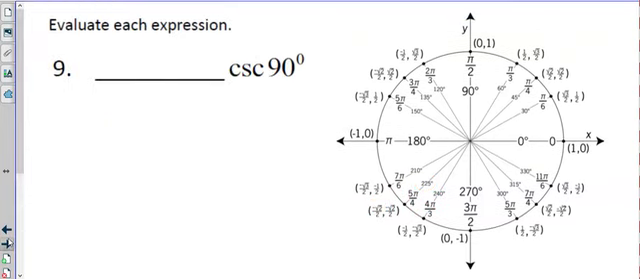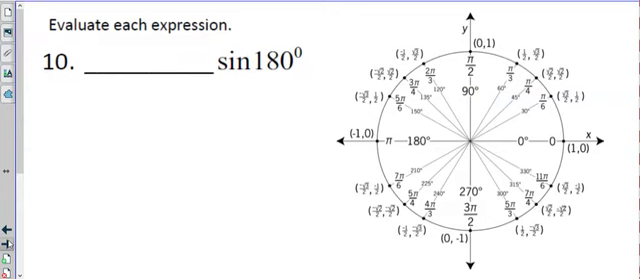Number 9, cosecant. Cosecant is the reciprocal of sine. So it's 1 over your y value. And it's 90 degrees. So find 90 degrees. Find your y value, which is 1. And then the reciprocal of 1. 1 divided by 1 is all you're doing. Your y value is 1. 1 divided by 1 is 1. So that one's pretty simple.